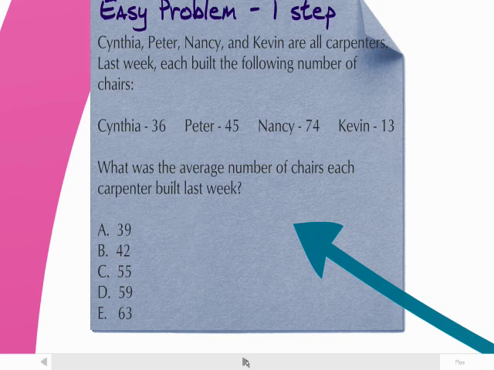Easy problems have only one step. Here's a question. Cynthia, Peter, Nancy, and Kevin are all carpenters. Last week, each built the following number of chairs. Cynthia, 36, Peter, 45, Nancy, 74, and Kevin, 13. What was the average number of chairs each carpenter built last week?